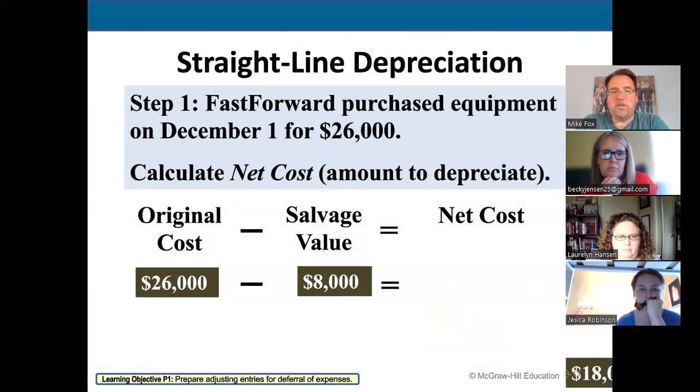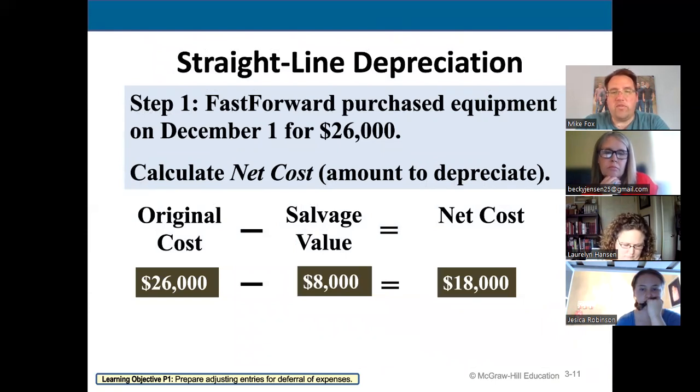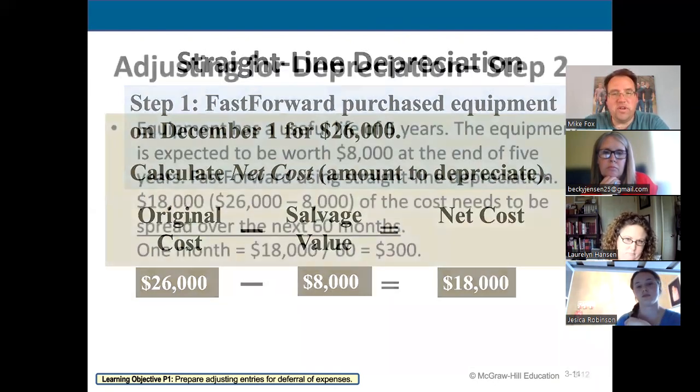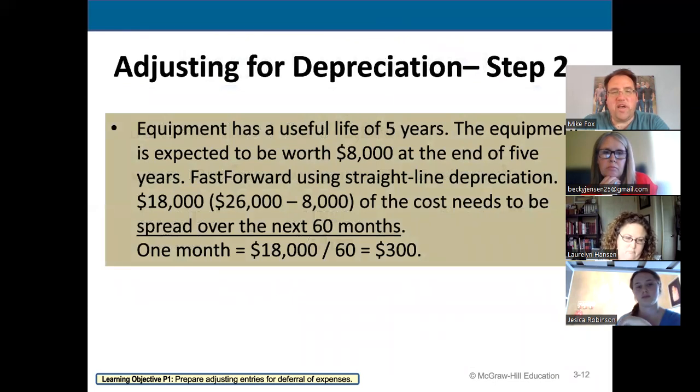So to figure it out, I'll take the original cost minus the salvage value, and that gives me the net cost. Sometimes instead of net cost, they'll call it the depreciable cost or something like that. You'll see that term. And then I take that 18,000 and divide it by 60 months, or the number of months in 5 years, and realize that that's going to be $300.